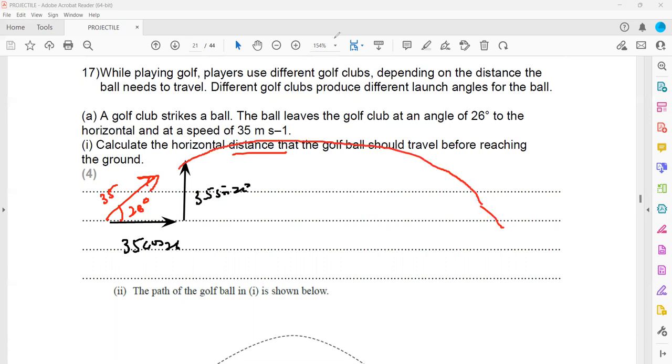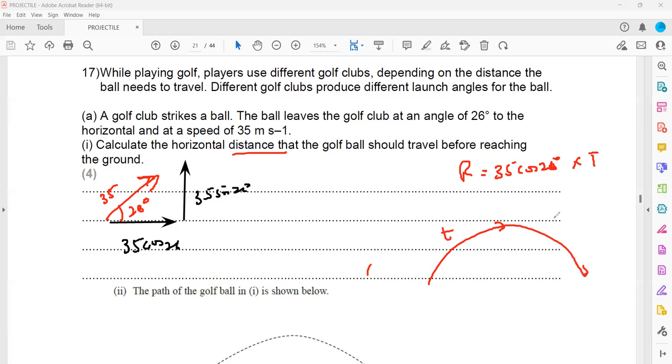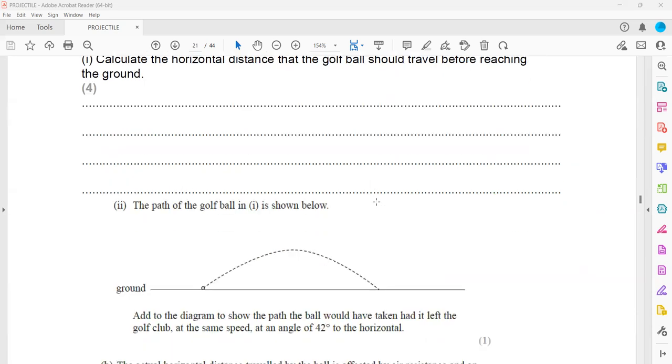To get the range, it is the horizontal component multiplied by the total time of flight. So first we'll find the time to reach the maximum height, and then the total time will be double of that. How to get the time for maximum height? V equals U plus AT, where U is the vertical component here. V will be zero here. With acceleration due to gravity, we'll work out the time. Then we double it to get the total time, multiplied to get the range. So it is the same question, you just have to substitute the values.